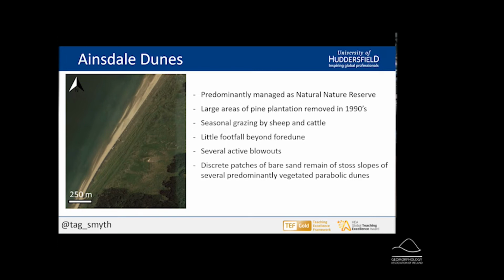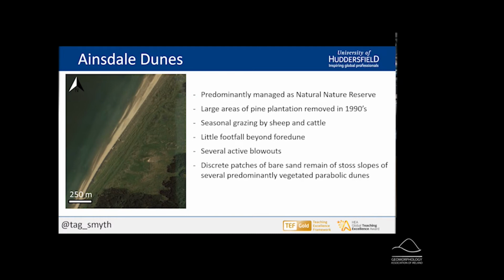So all of this region here was Corsican pine, Pinus nigra, and that was removed in the 1990s, and the area has been subsequently grazed by sheep and cattle since. Predominantly in the winter, they bring down sheep from the Lake District, but cattle are also present on the site as well.